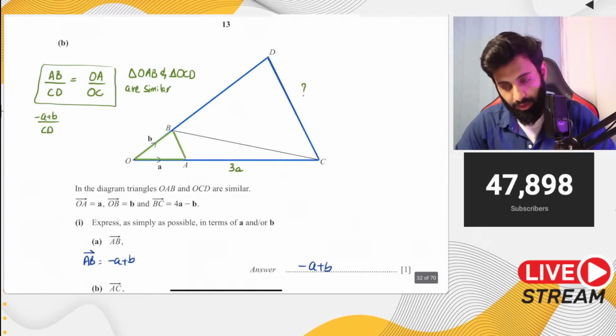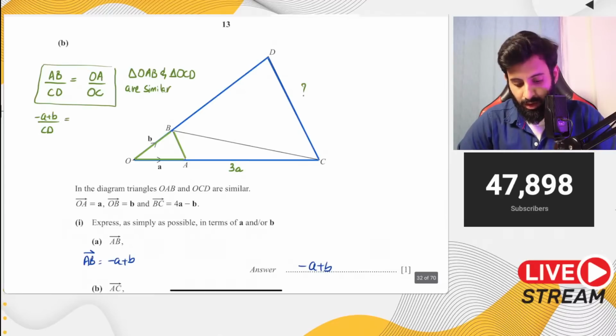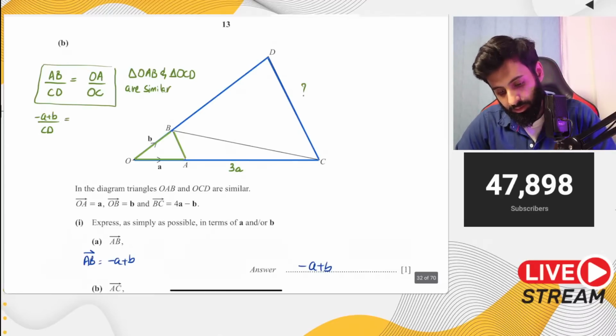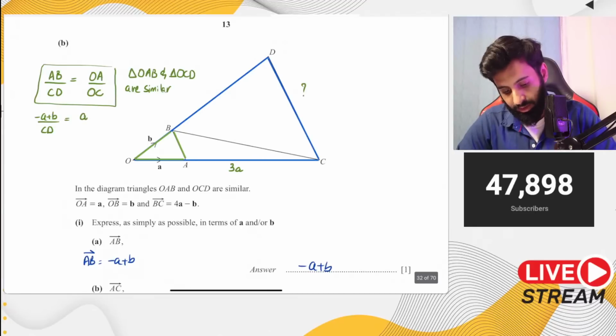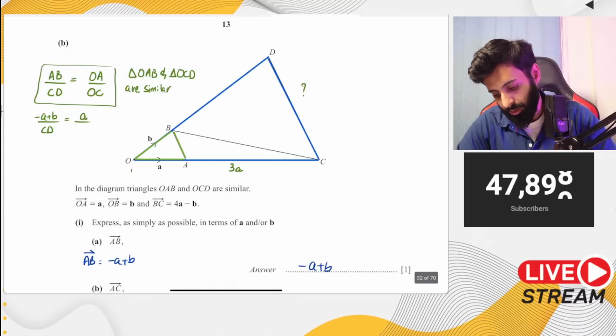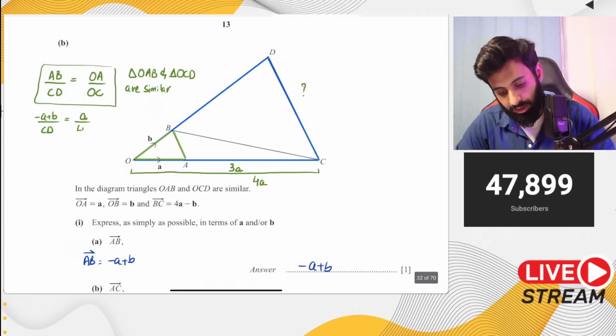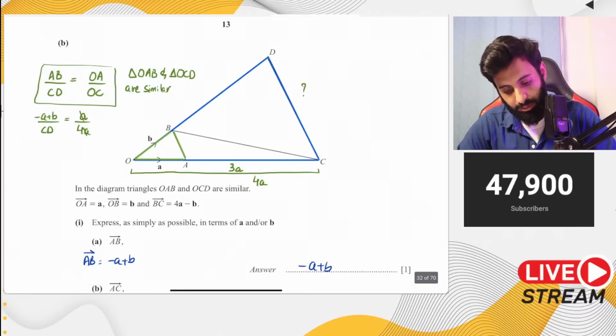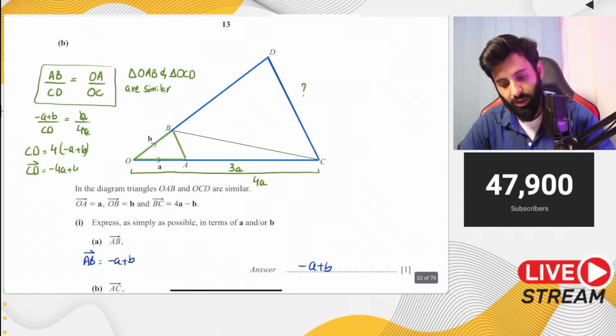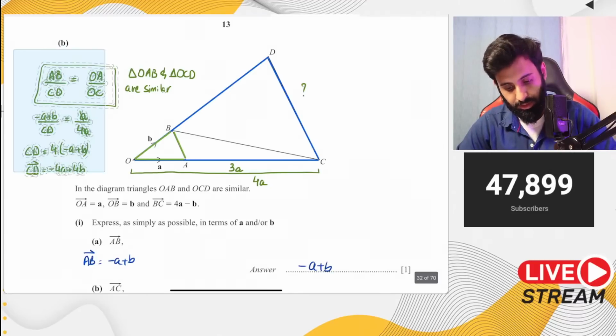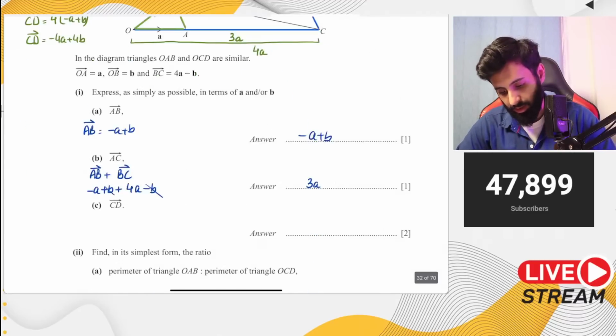All right. And what's OA equal to? OA is equal to a, and what is OC equal to? OC will be equal to 4a. Okay, so this and this get cancelled out. Now if you cross multiply, CD is equal to 4 times minus a plus b. So that means CD is equal to minus 4a plus 4b. Now all this working is what you actually had to do here.